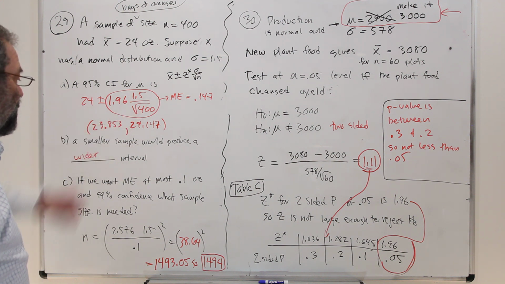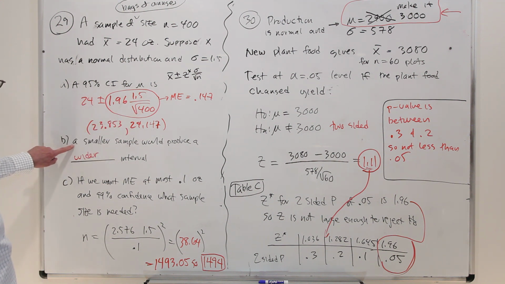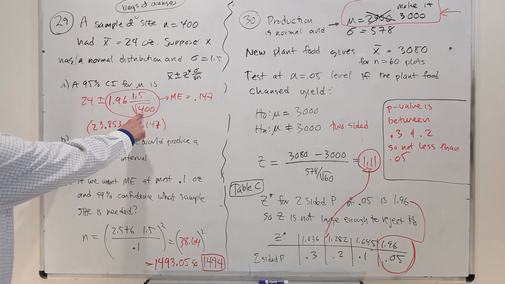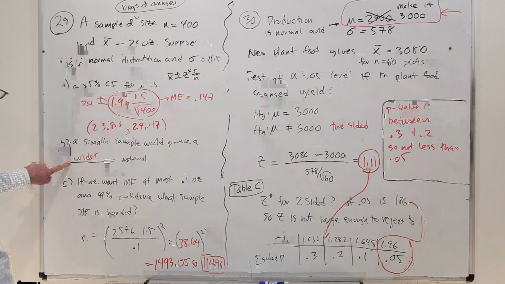So that's with sample size 400. It says, suppose we use a smaller sample size. Smaller sample sizes make wider intervals. You can think of that this way. If you collect less information, you're less sure about where the value is. So for the interval to have a good chance of containing the true value, it has to be wider. Or you can look down here. If you make this smaller, the margin of error gets bigger.